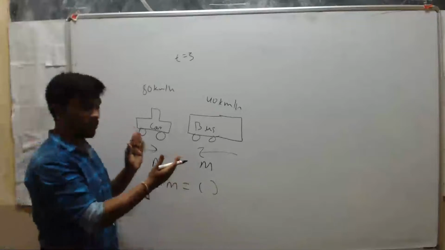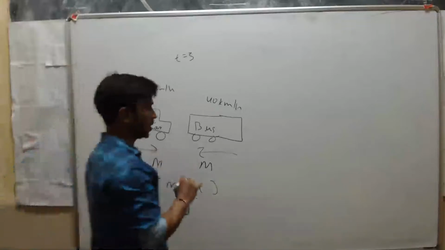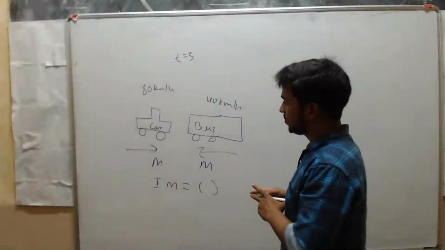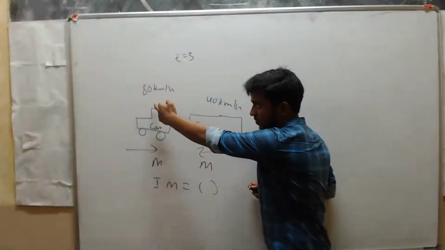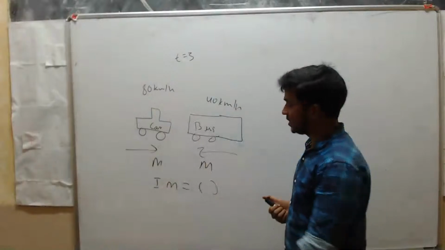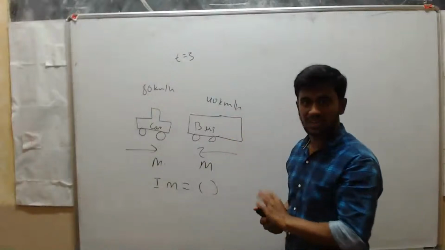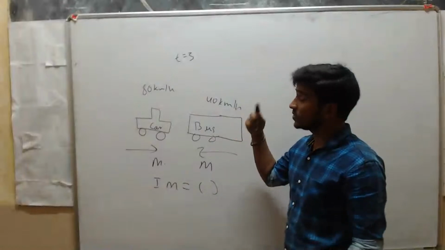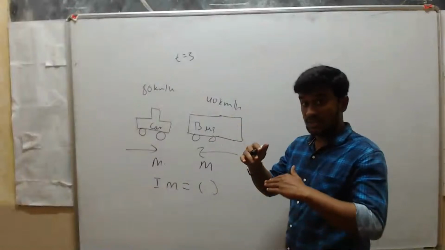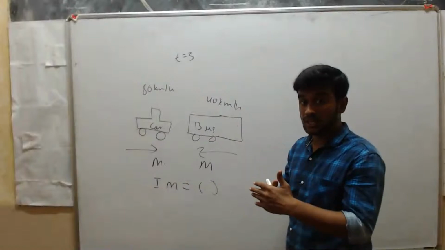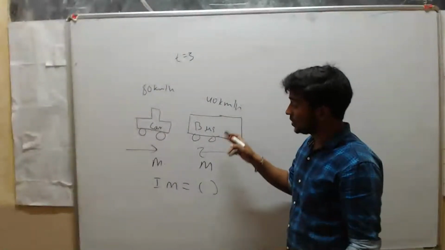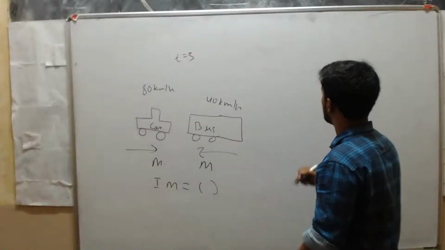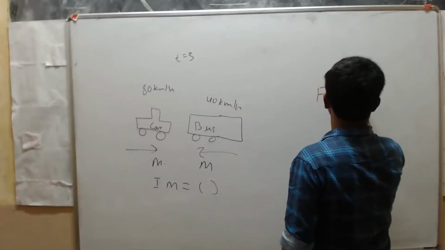Now just imagine both collide with each other. What will happen after collision? Maybe the speed of this car reduces, and the speed of this bus also reduces a little bit. We don't know. Then after the collision, after 3 seconds, if you take the momentum of this car and bus and add them, then also you will get the same answer.